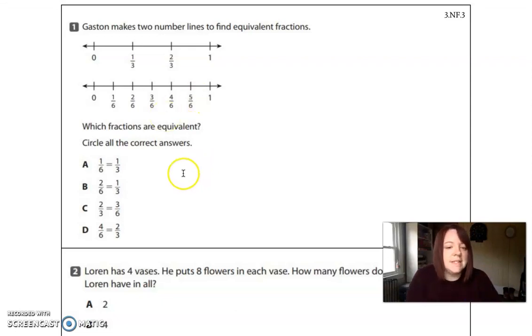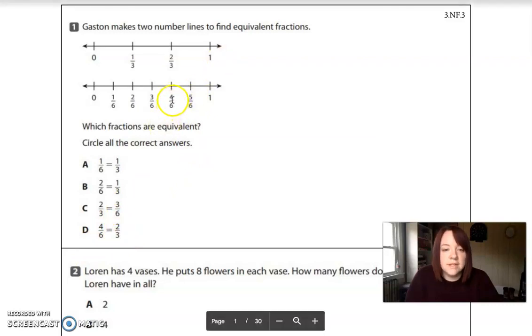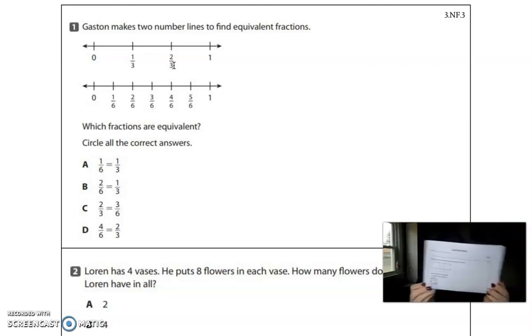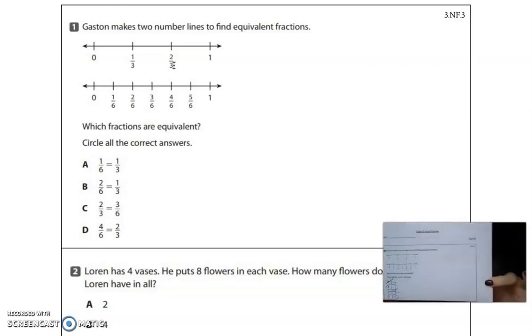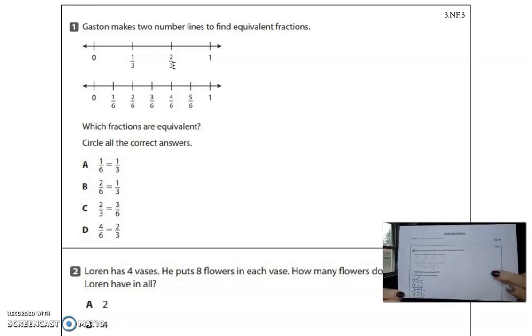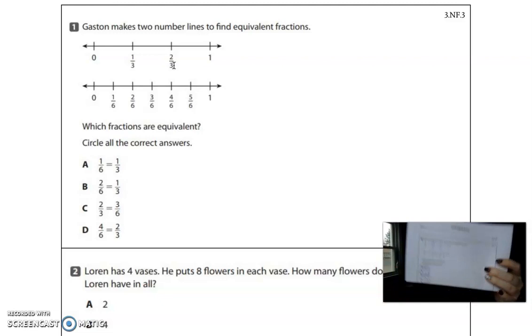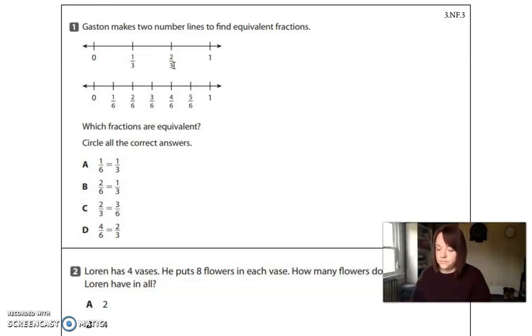What about D? 4/6 equals 2/3. Let's find 4/6. Does it equal 2/3? It does. So we know that D is also correct. I'm going to show you how I crossed out my answers so you can see that. See, I crossed out my answers. I circled the right ones. So there were 2 answers that were correct. Okay, next.